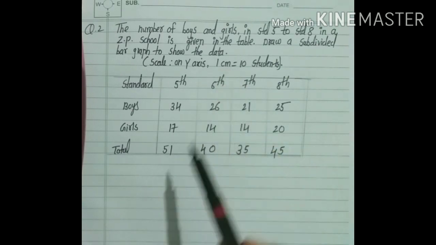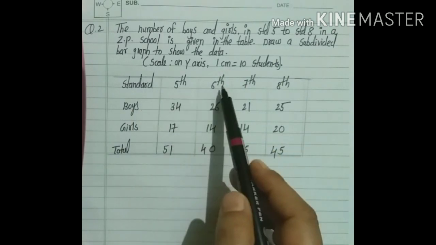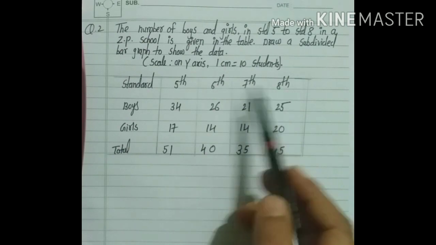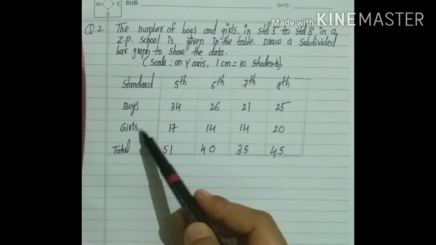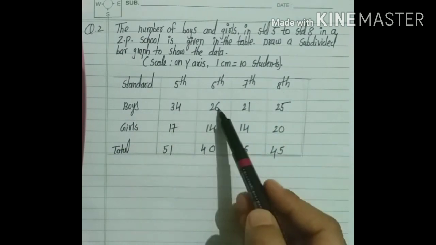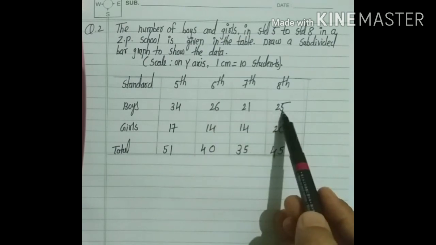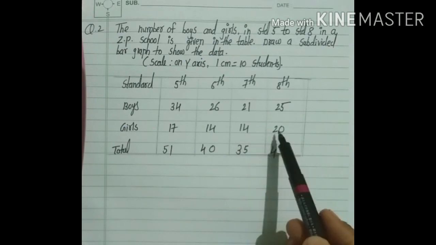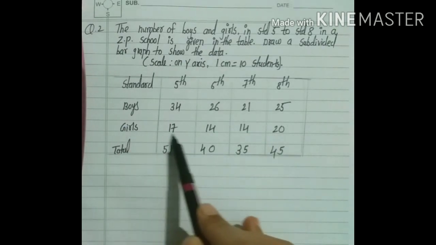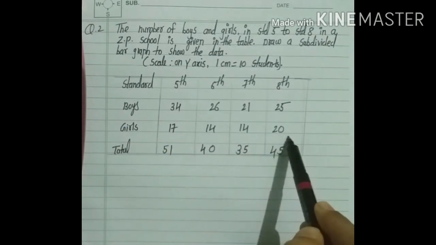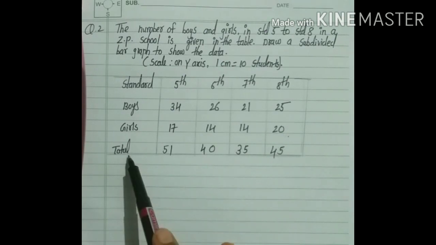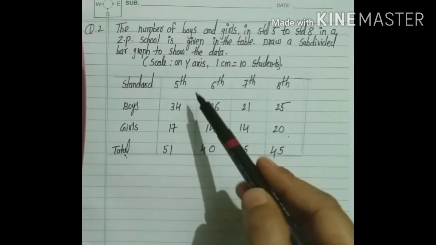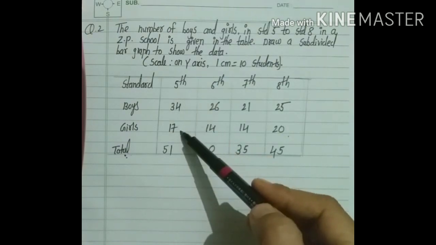Okay children. Now standard 5th, 6th, 7th, 8th. Boys, girls. Boys is given children 34, 26, 21, 25. Girls 17, 14, 14, 20. Here children, up to here it is given in the question. Okay. Now one more column we have to add children, that is the total. Okay. We have to add boys and girls.